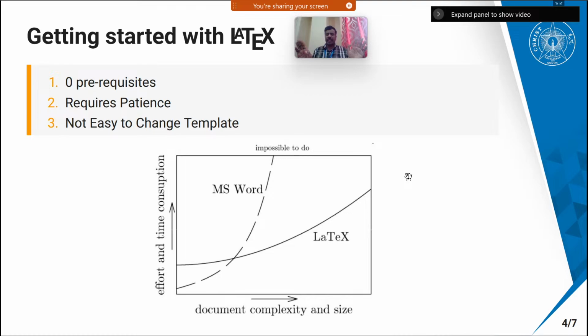Basically any document means what? Either you will put some text, figure, table, equation, some kind of bullets and numbering. These are the basic content. If you know this kind of basic content, then that's it. That is what we are going to learn today.